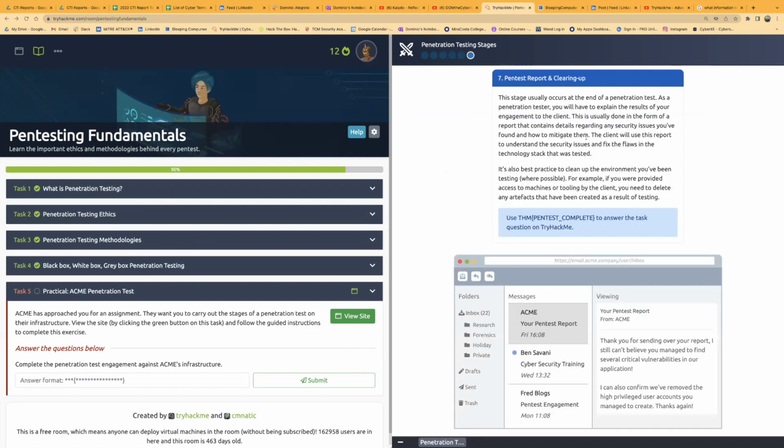So this is the pen test report and cleaning up. This is at the end of a penetration test, right? You're going to have to explain the results of your engagement to the client. So what you did, how you did it, what's vulnerable, what they need to fix, right? And giving them a clear picture of what their security network looks like and how they can move forward. Because at the end of the day, we're all trying to help each other. We want you to be secure.